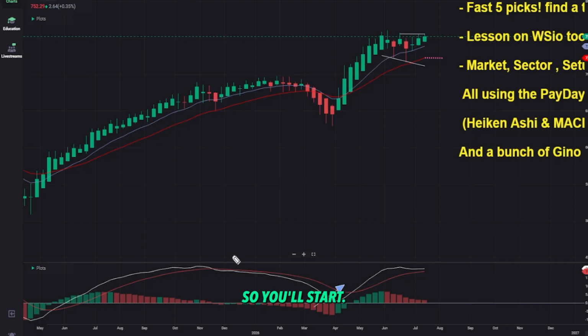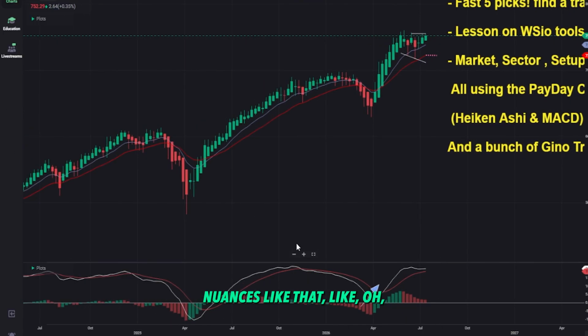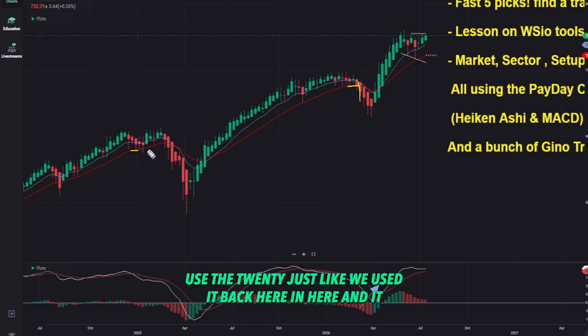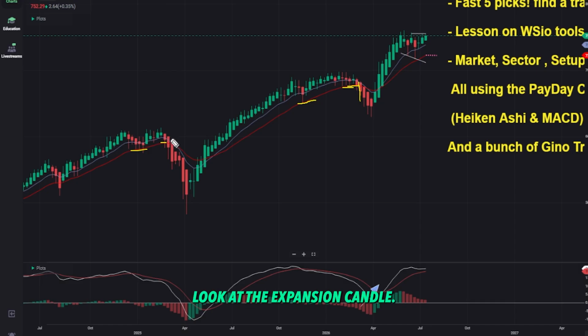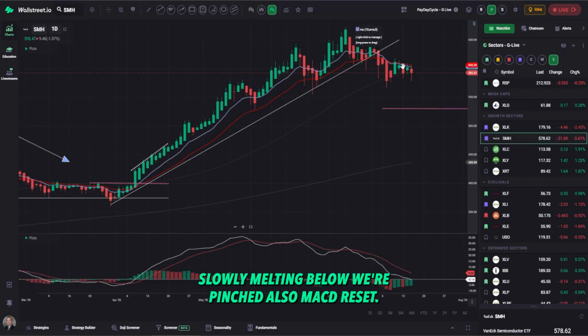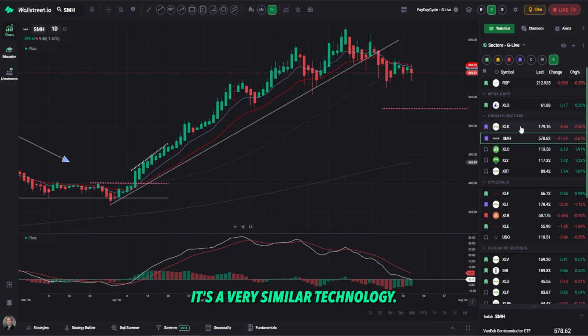So you'll start noticing little nuances like that. For example, let's look back. That was this. See how it broke out of the 20 expansion? Used the 20, just like we used it back here and here. And it tested it. Look at the expansion candle. Doji, look at the expansion candle above it, right? Slowly melting below. We're pinched also. MACD reset is a very similar technology. You see that?